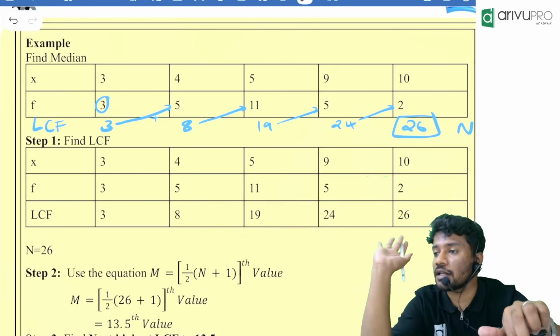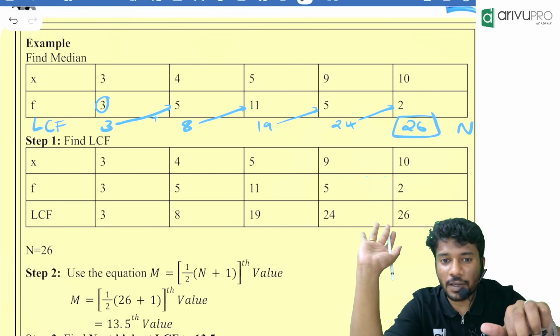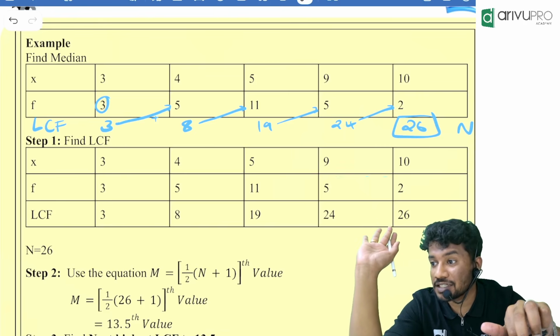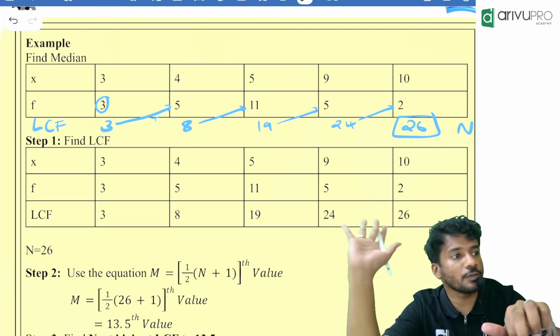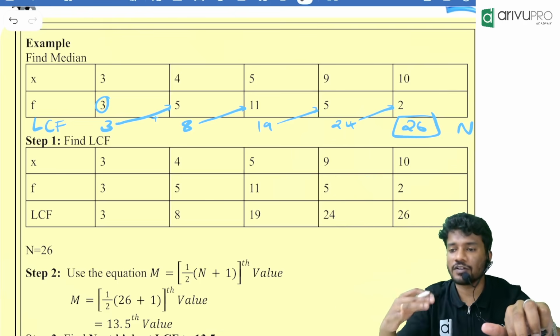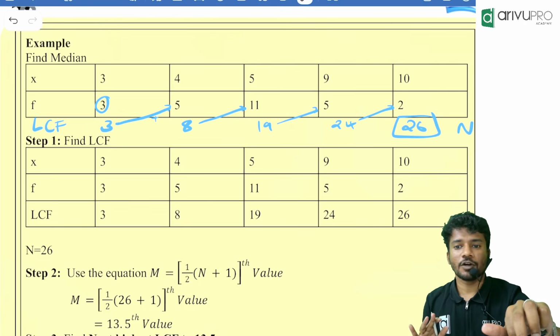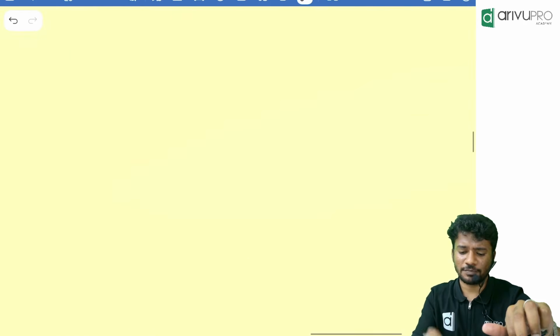Any doubt till now? Whatever may be the question, this is the approach. Discrete group data: first define the less than cumulative frequency, then we will use the formula. What is the formula? For example, what do you want to find? Tell me.